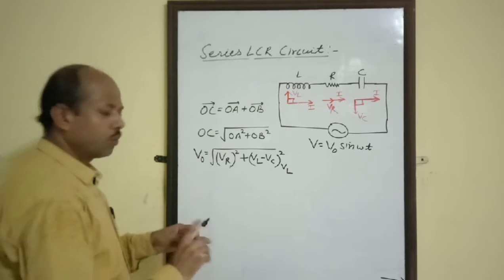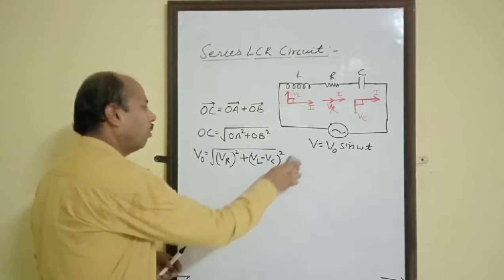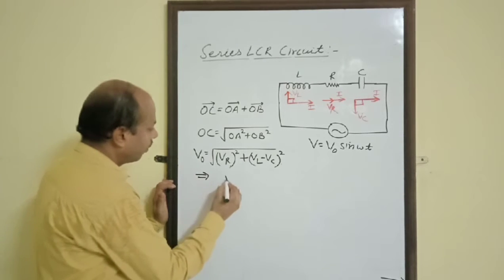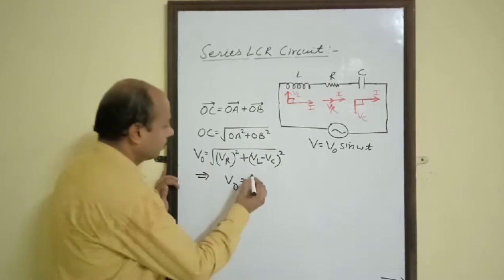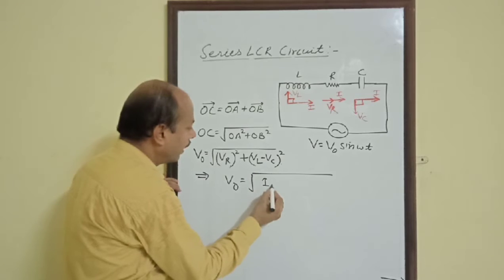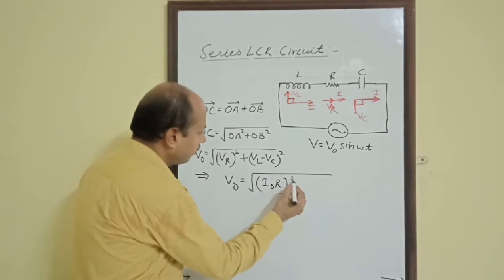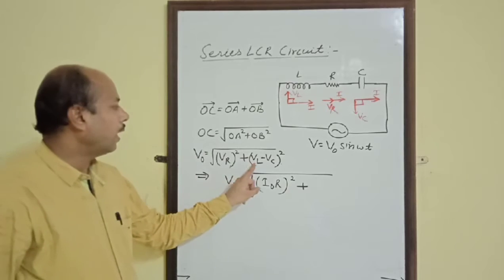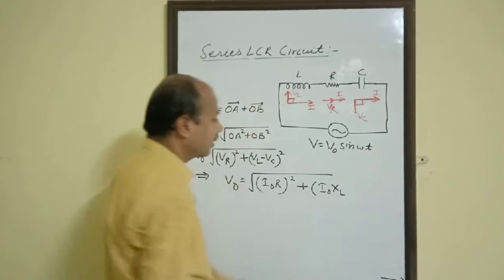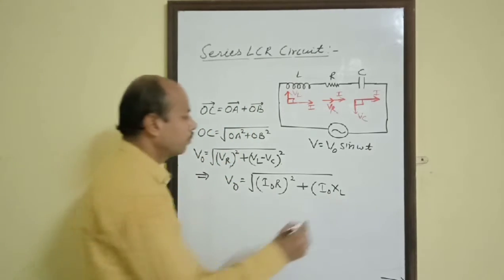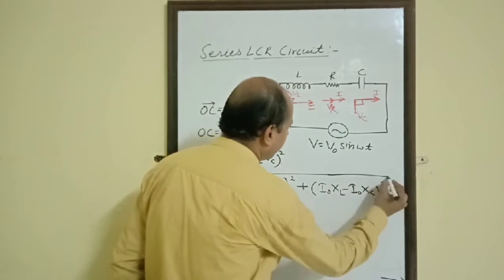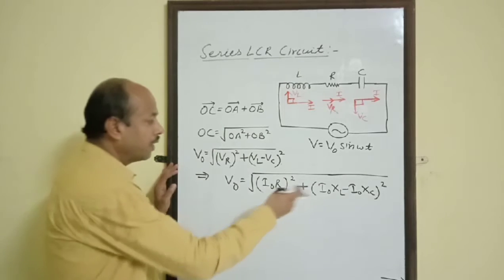So if we put the values of VL, VR and VC, then we can write V naught equals to VR. Just we have written that VR equals to I naught R plus VL minus VC. VL is I naught XL, where XL is inductive reactance, minus I naught XC, whole square. And now I naught can be taken out.